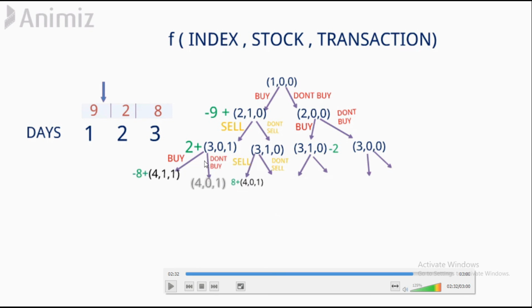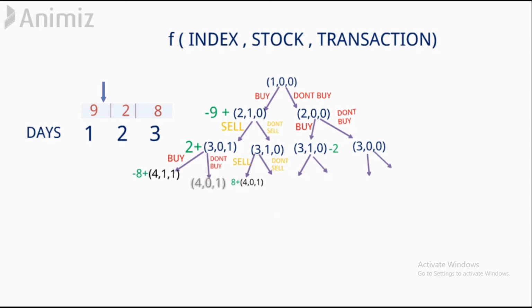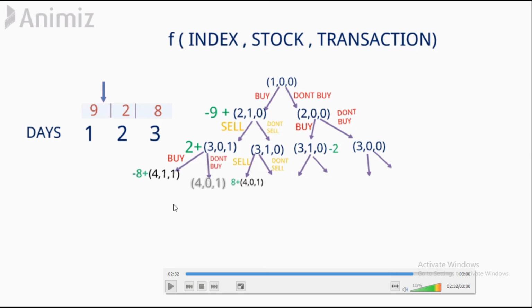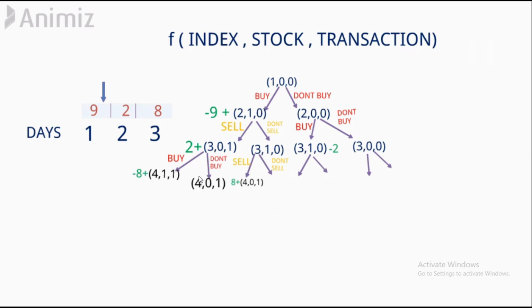It becomes minus 8. So the stock changes from 0 to 1, and the transaction remains 1 because I have bought a thing and I am still remaining, it is pending to sell. Buy plus sell equals 1 transaction. Now here in this branch, we have bought it. Now he is thinking that okay, I should not buy today. So fine, no problem. From 3 we come to day number 4.